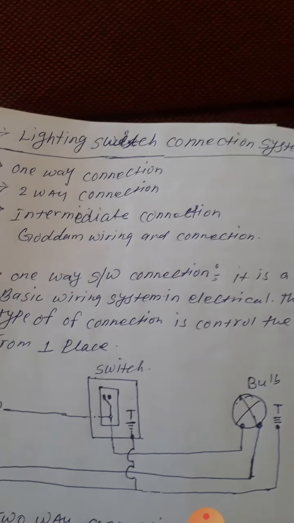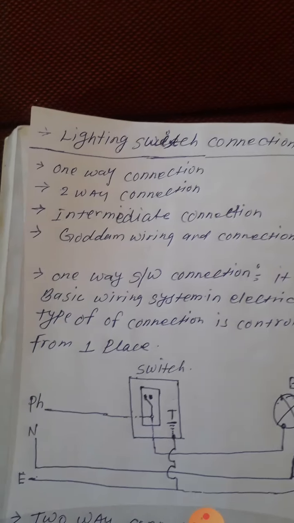So what is the one way system? One way system is the first basic wiring system. It is a basic electrical wiring system, and this type of connection controls the load from only one place. So with this type of connection we can control the load from only one place.